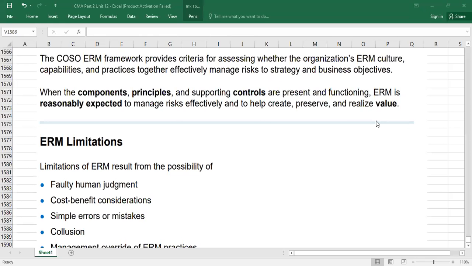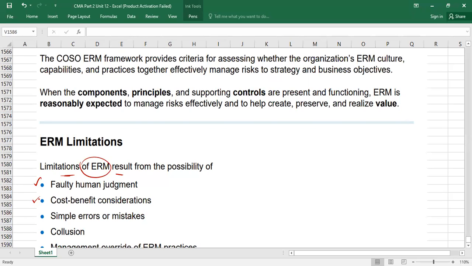Now, guys, we are going to discuss ERM limitations. Sometimes they ask questions about this. So these are mainly limitations of ERM, like you can say problems with ERM. Sometimes you cannot get the desired results by having enterprise risk management. The first reason could be faulty human judgment. Human judgment can be defective. Sometimes we assess things in the wrong way. Maybe you may have wrong identification of risk, or wrong risk assessment. Due to that, you cannot produce the desired result.